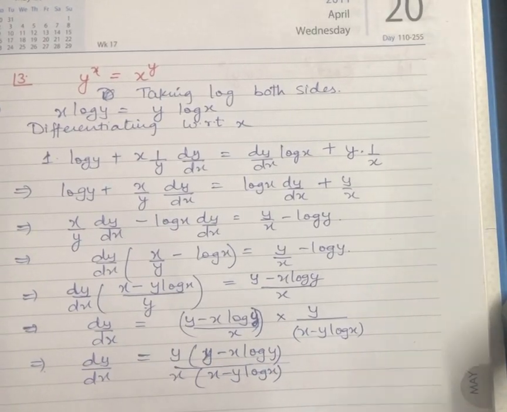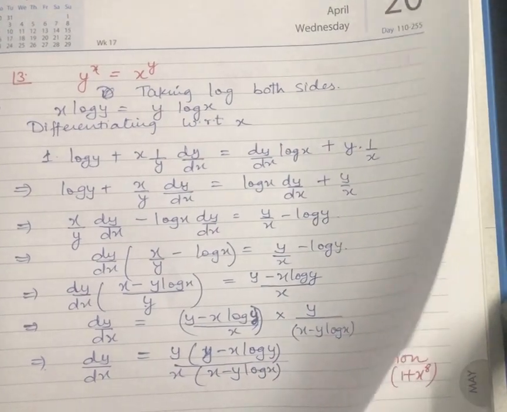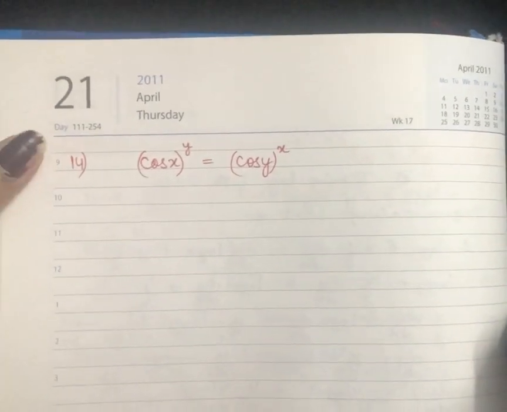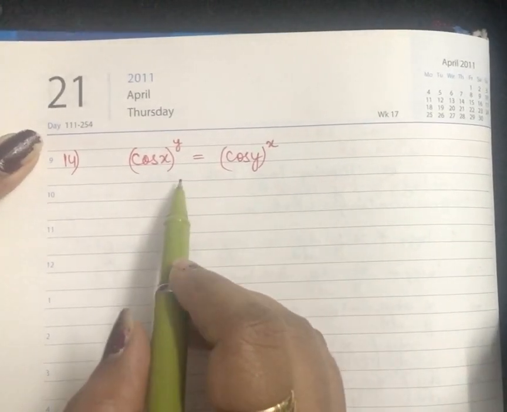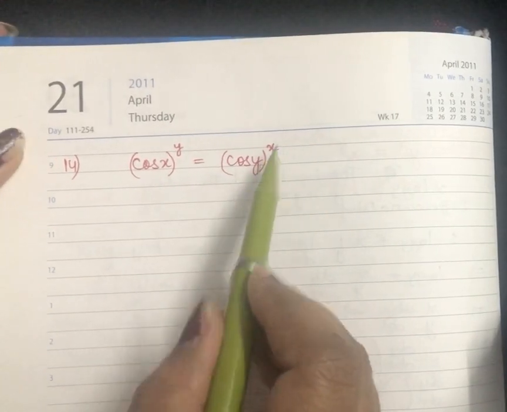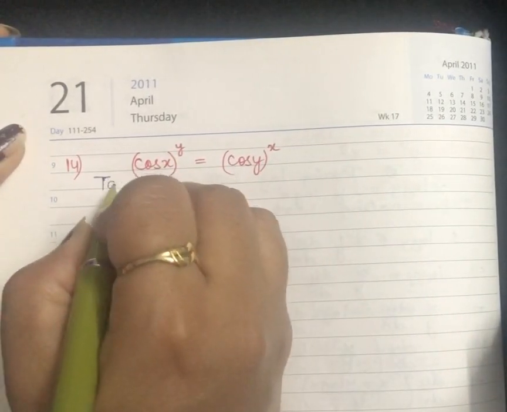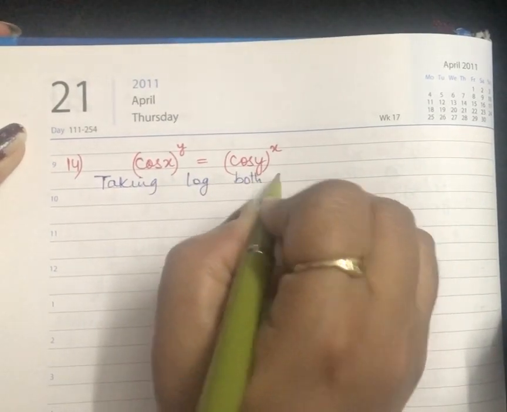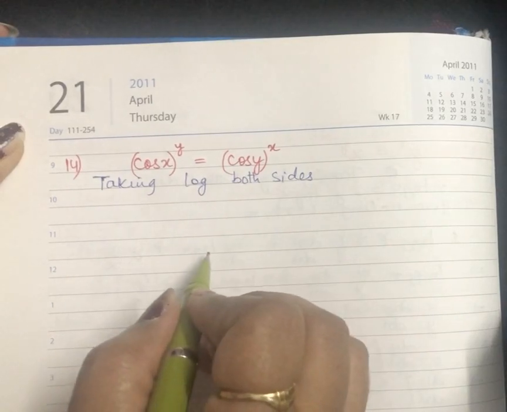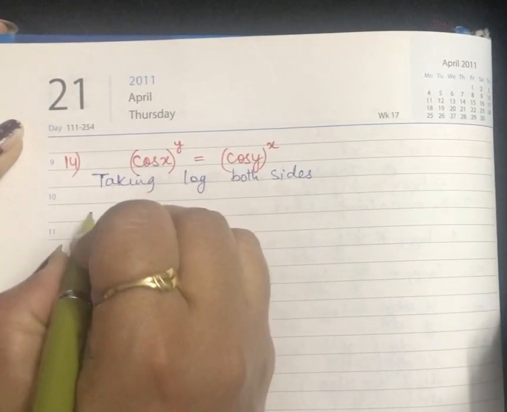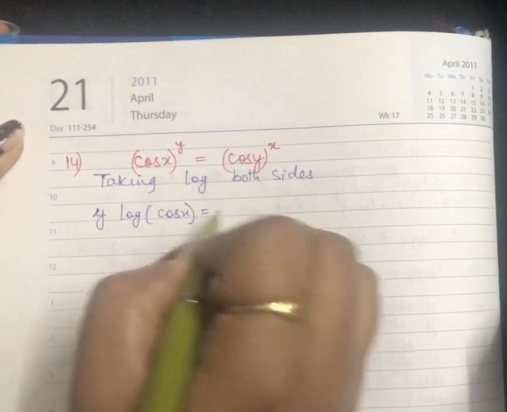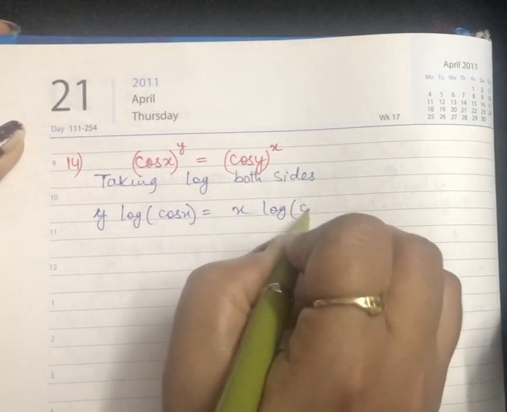This completes 13th question. Now look at the 14th question. Now in 14th question, again we are given two functions, cos x to the power y equal to cos y to the power x. So again we take log both sides. Taking log both sides, we will solve it by logarithmic differentiation again. So it becomes y will come forward, y log of cos x equal to x log of cos y.